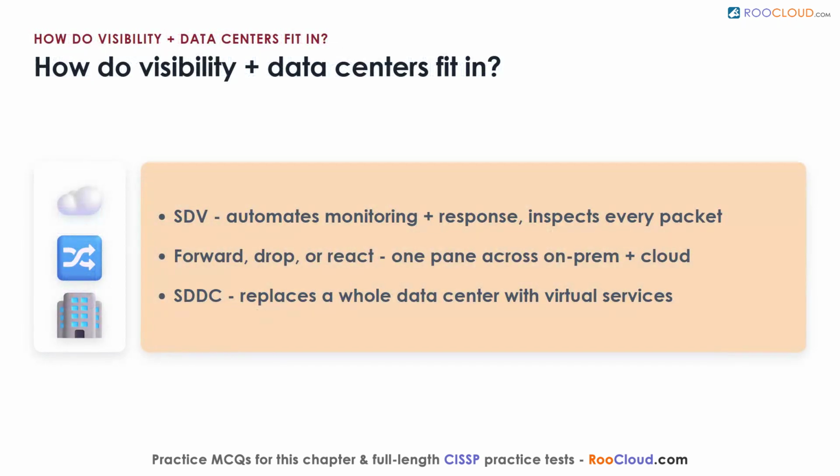How does software-defined visibility and data centers fit in? Software-defined visibility is a framework that automates network monitoring and response. The goal is to inspect every packet and make smart, automated decisions about forwarding, dropping, or reacting to a threat. It gives security teams and managed service providers a single pane of oversight across on-premises and cloud. A software-defined data center takes the idea to its limit. It replaces the physical elements of a whole data center with virtual services, often delivered by a cloud provider. Think of it as renting a fully furnished, ready-to-use office instead of buying the building and every desk yourself.